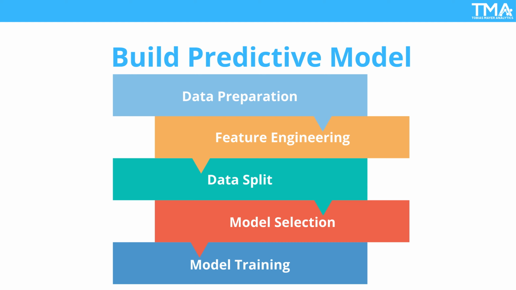Model training. Train the selected model using the training dataset. During the training process, the model learns the patterns and relationships within the data to make predictions about churn risk. The model uses the labeled churn data to understand the characteristics associated with churn.